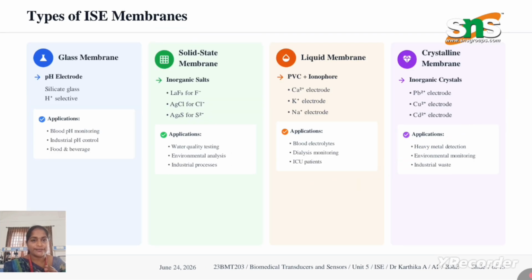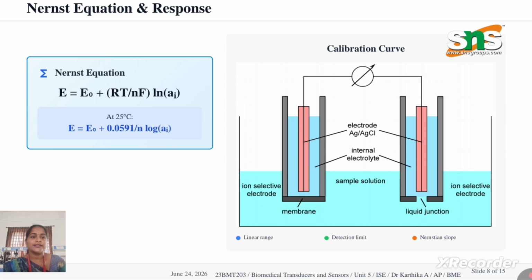Types of ISE membranes: we have glass membrane, solid state membrane, liquid membrane, and crystalline membrane. Based on the application, we choose either glass, solid state, liquid, or crystalline. Glass is mainly used for blood pH monitoring, pH control, and in industrial, food and beverage. Solid state is for water quality, environmental and industrial processes. Liquid is for blood electrolytes, dialysis monitoring and ICU patients. Crystalline membrane is used for heavy metal detection, environmental monitoring as well as industrial waste monitoring.